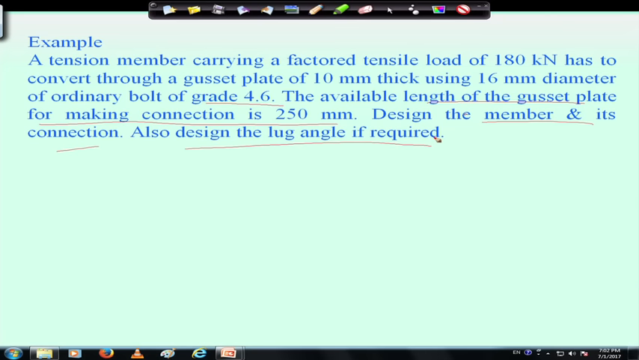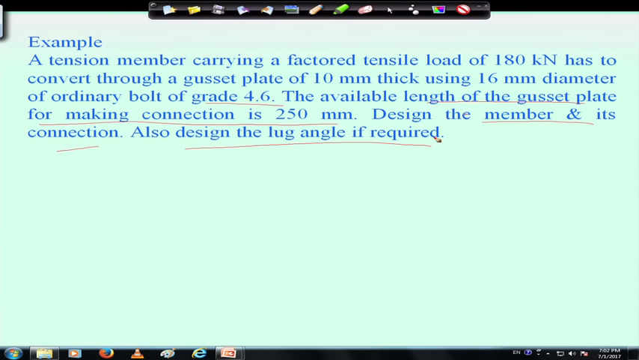So, here what we see, the connection length is limited. Here connection length is limited to 250 mm, available length is 250 mm. That means, if the number of bolts is more and is not capable of being accommodated in 250 millimeter length, then we have to provide a lug angle, right. So, we will see how to design these things.